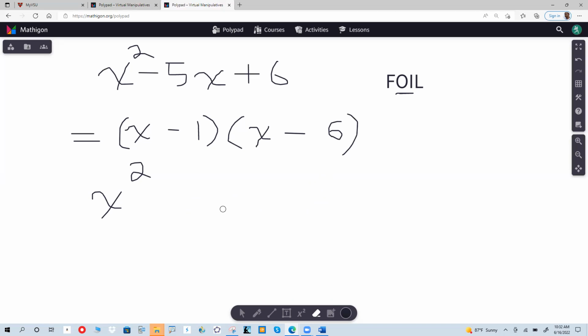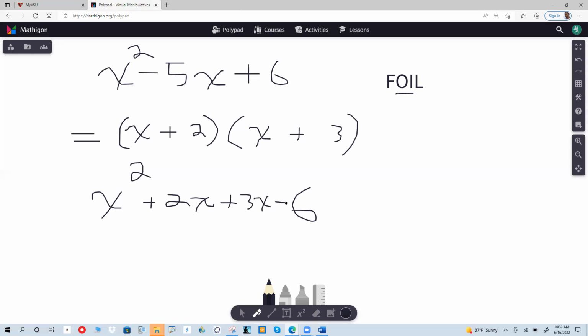It didn't work. How about 2 and 3? 2 and 3 gives me 6. Let's go with 2 and 3. And the first answer is plus 2, plus 3. Clearly, the last part is 6. 2 times 3 is 6. Now I have a minus sign here. So I know if I put the middle guys now, plus 2, and here I have a plus 2, it's going to be plus 2x. Well, it's much better. This is plus 5x, not minus 5.